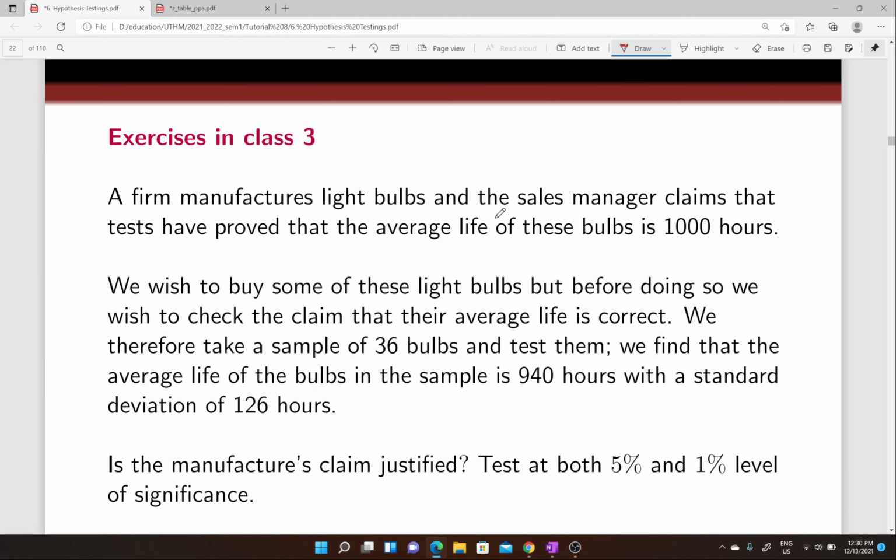Now try this. Okay, you try for 5 percent significance first. You read this, you try. I can give you a hint. Is the manufacturer claim justified? The null hypothesis should be not equal. You try for 5 first. The 1 percent you leave it first.